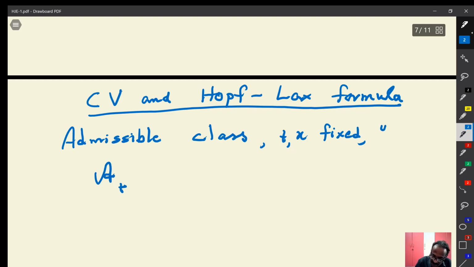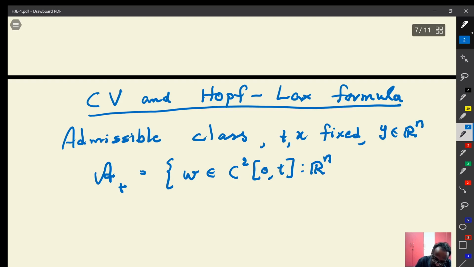And then Y is in Rn. Okay, X is in Rn and Y is in Rn. Y eventually you will be varying here, because Y is the recovery of your initial condition. So consider the set of all twice differentiable functions C2 from 0 to T to Rn, where the initial value, which will eventually vary, is Y, and W at T is equal to X. So these are the boundary conditions.